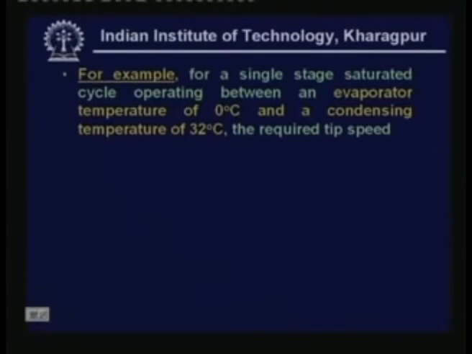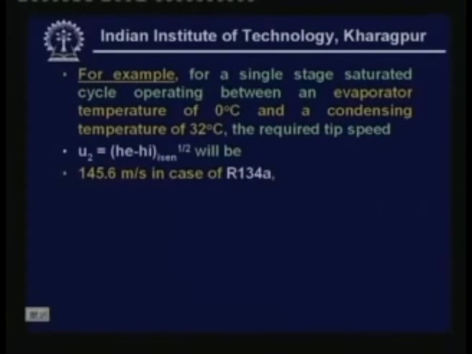and a condensing temperature of 32 degree centigrade, the required tip speed from the expression is nothing but square root of He minus Hi along the isentrope, where He is the enthalpy at the exit of the compressor and Hi is the enthalpy at the inlet of the compressor, and in this case I am assuming saturated cycle. So Hi is the saturated enthalpy at 0 degree centigrade, and He is the enthalpy of the superheated refrigerant at condenser pressure, and the entropy same as the inlet entropy.